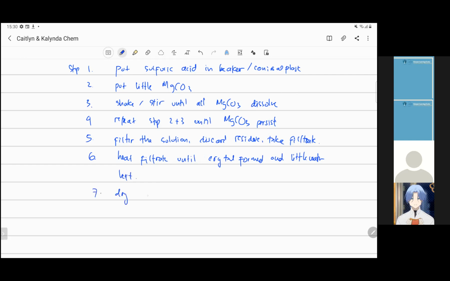7. Dry crystals in filter paper. That's it. If you want, you can put the crystals in the oven to dry them completely. Ta-da! What do you say? Is it understandable now?